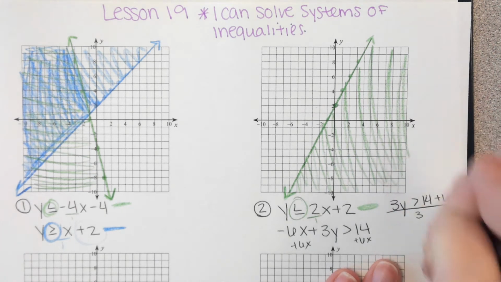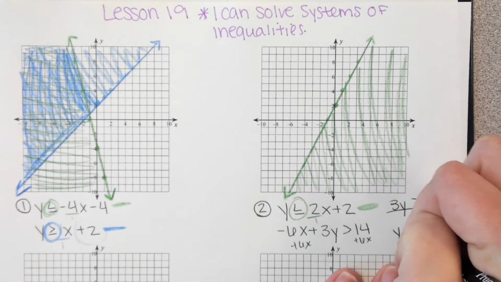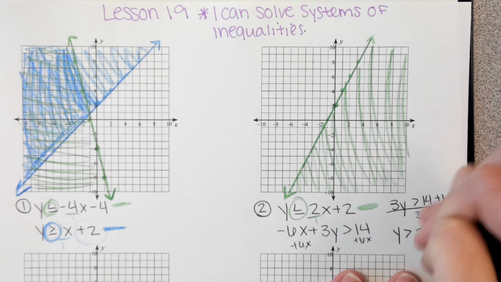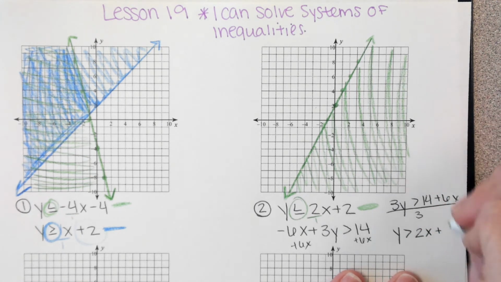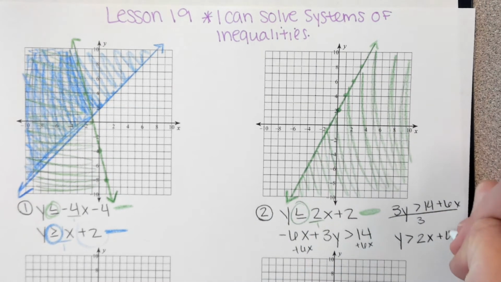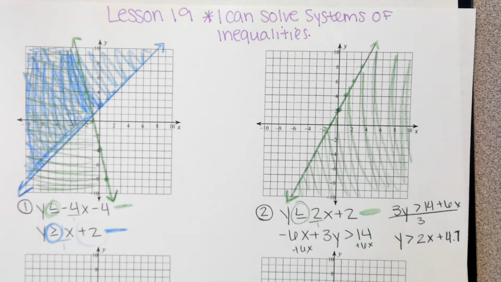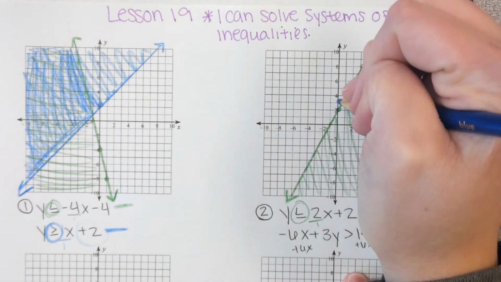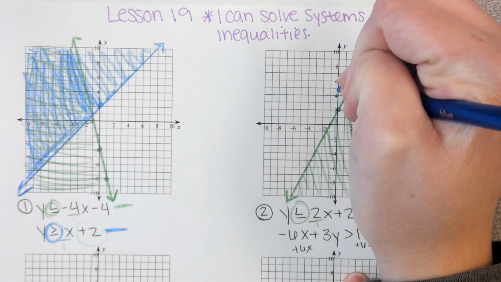I would divide everything by 3 and get y is greater than, and I should have actually turned it around, 2x, and then plus 14 divided by 3. I'm going to do the decimal here. I know we normally don't do a decimal, but just to get the approximation on a graph, I think it's a little bit easier to think of it as decimal. So that's 4.7-ish, okay, rounded. All right, so our y-intercept is 4.7-ish, so that's almost 5.